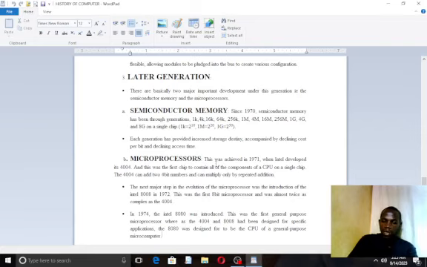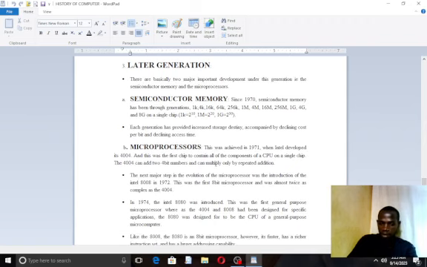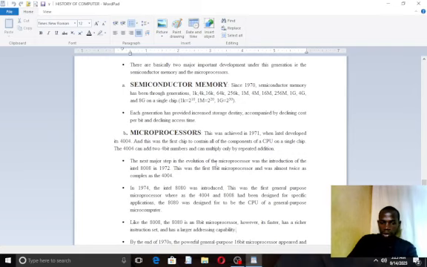to make 6. Then the next major step in the evolution of the microprocessor was the introduction of the Intel 8008 in 1972, and this was an 8-bit microprocessor and was almost twice as complex as the 4004 processor.